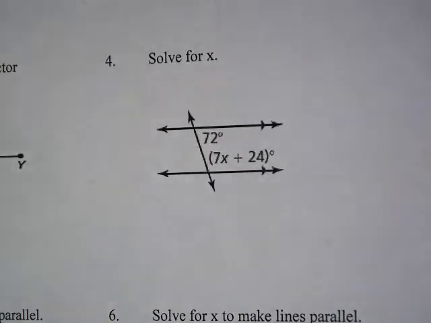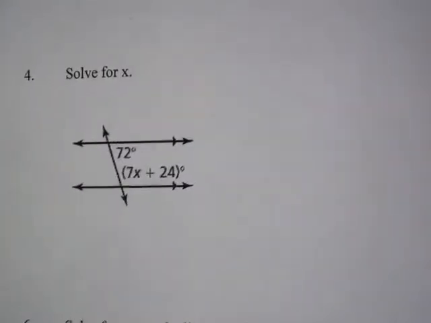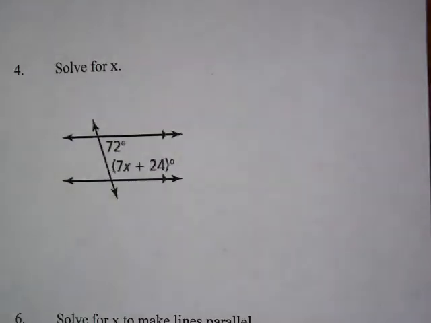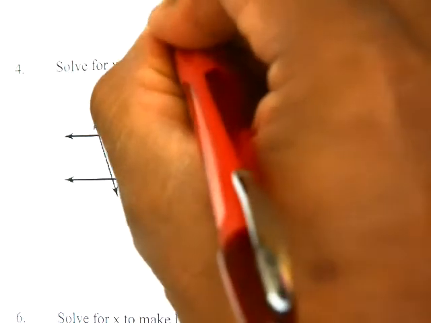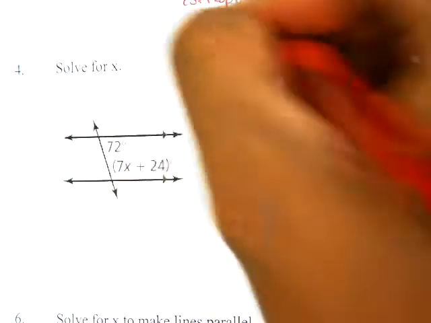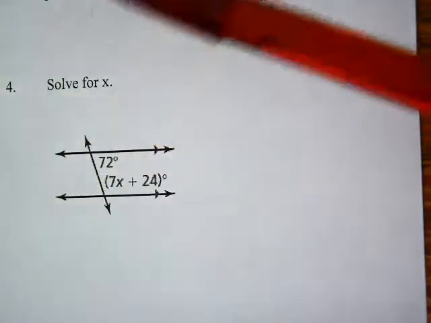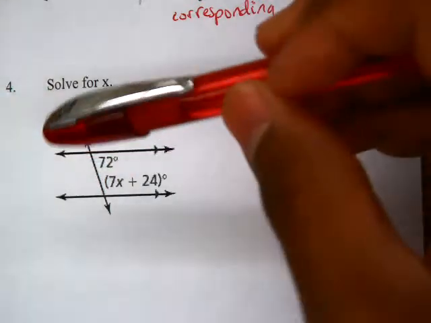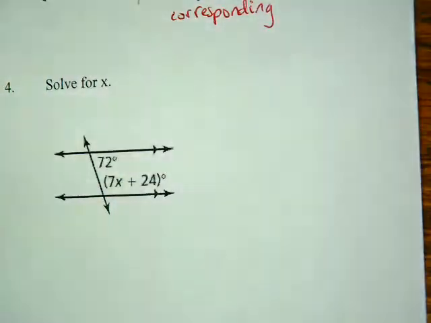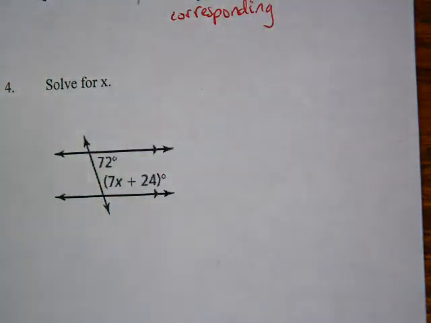So number 4 involves solving for X. We need to know what type of angles these are first before we can solve. And before we decide what type of angles they are, we need to know what our angle choices are. So our choices are corresponding angles. Corresponding angles are angles that are in the same spot when they're formed by 2 lines and a transversal.